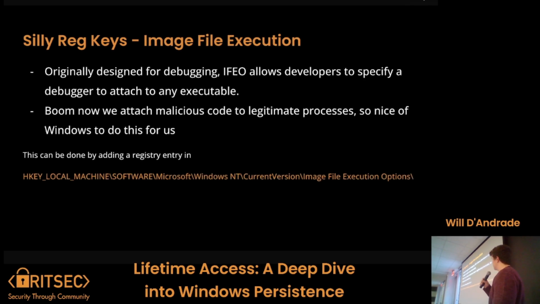Another silly registry key is image file execution. This was originally designed for debugging, and IFEO allows developers to specify a debugger to attach to any executable. And boom, now we attach malicious code to a legitimate process. So nice of Windows to do this for us. Basically, all we gotta do is attach the run key we need, and it'll run with our malicious process.